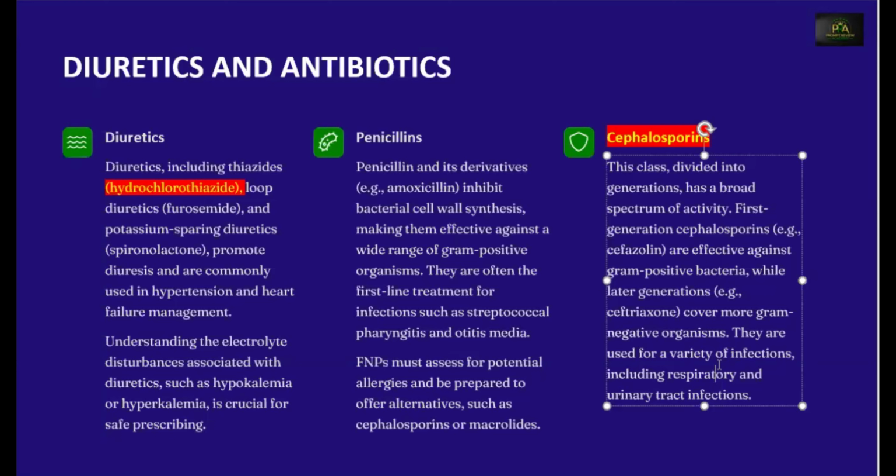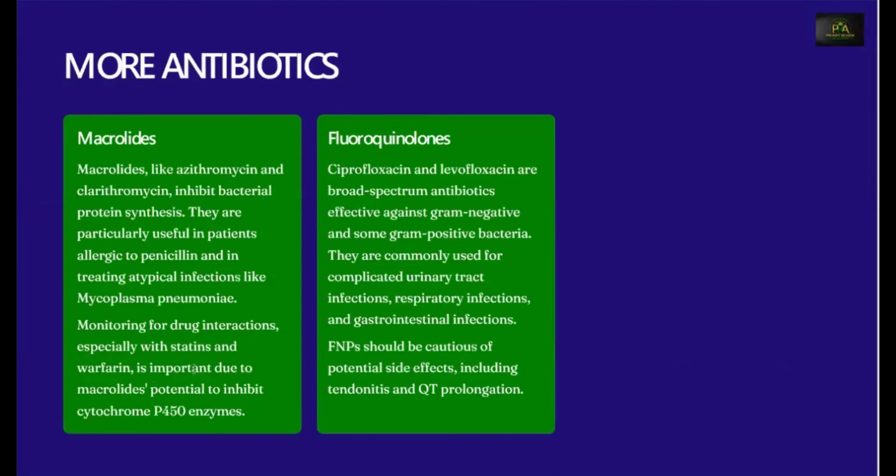We also have the second generation, the third generation, where you have the ceftriaxone. And ceftriaxone, we always use it for example for STD. So you also need to know about the macrolide. These are the antibiotics you need to know for the exam.